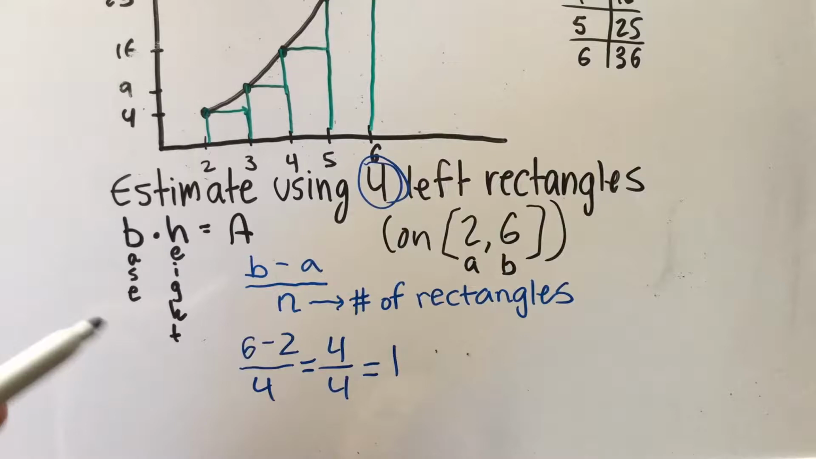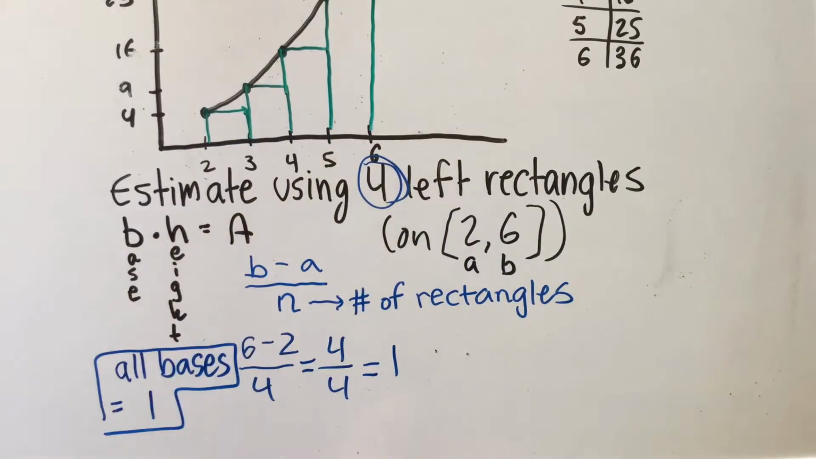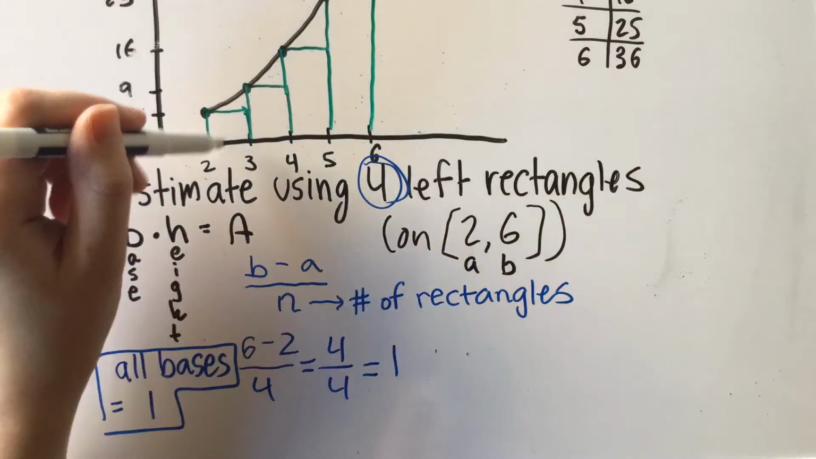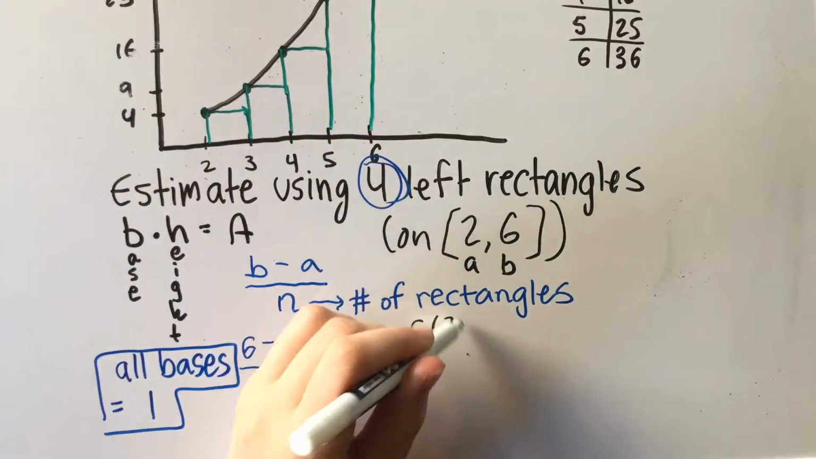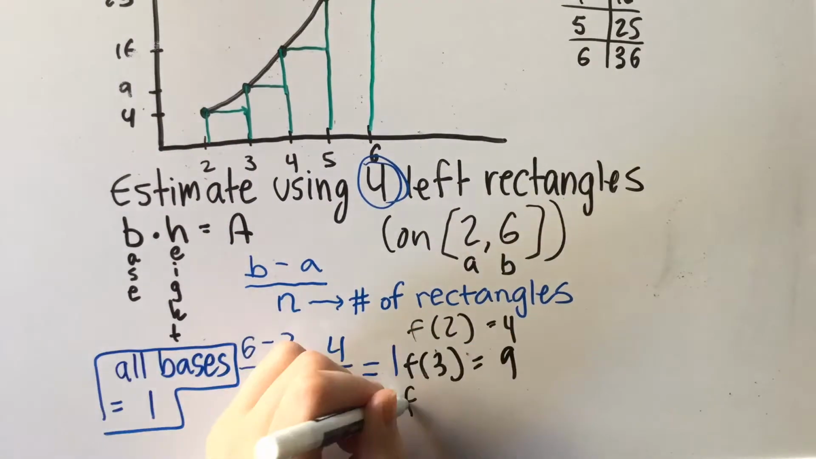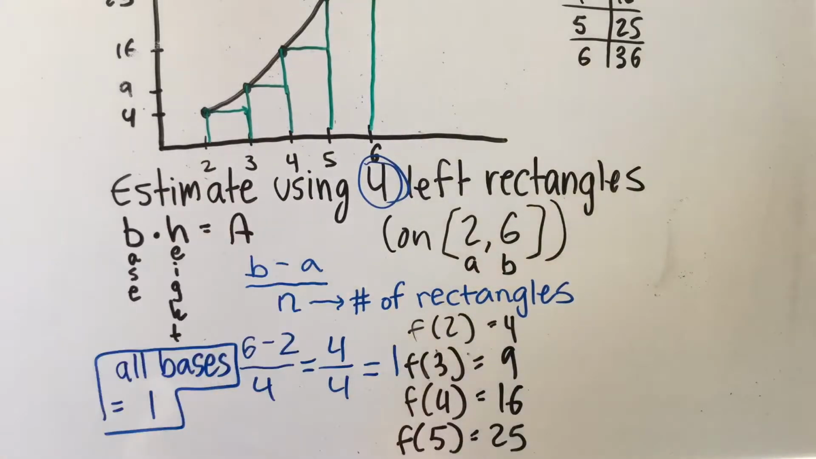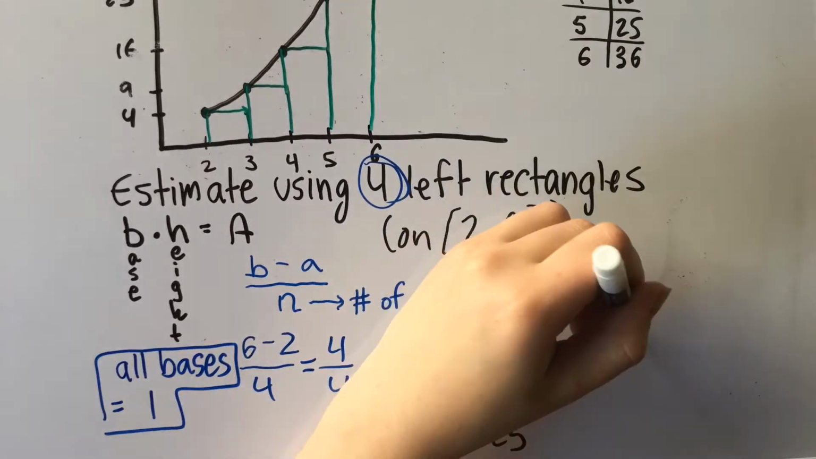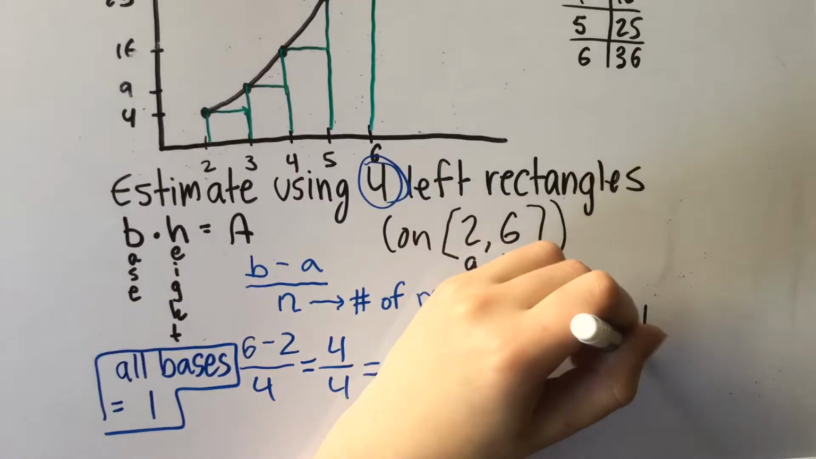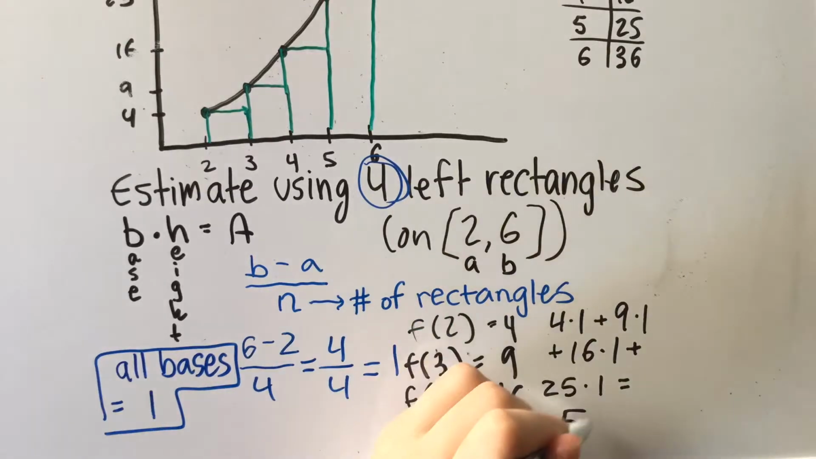How do we actually evaluate the area? The area of a rectangle is base times height. We're going to sum up these areas all together to get an approximate area under the whole curve. The heights are just the y values, and so we have 4, 9, 16, and 25. Obviously, 36 is not included because we started from the left side. If we had started from the right side, it would be different. So anyway, we add all of these up, and we get 54 units squared as our final answer.